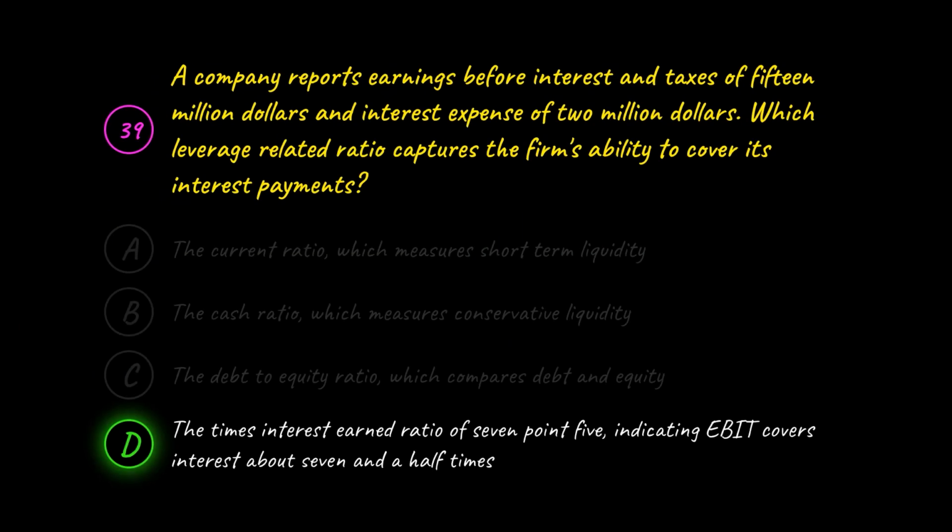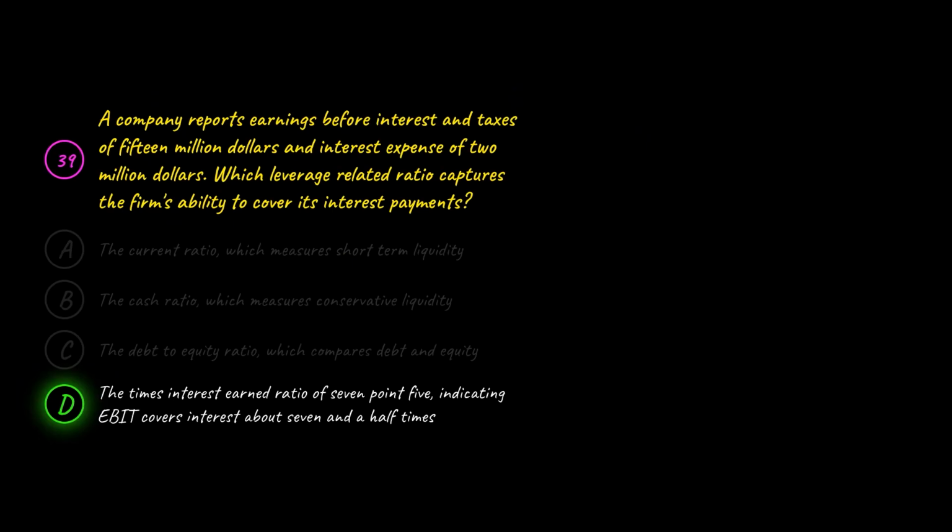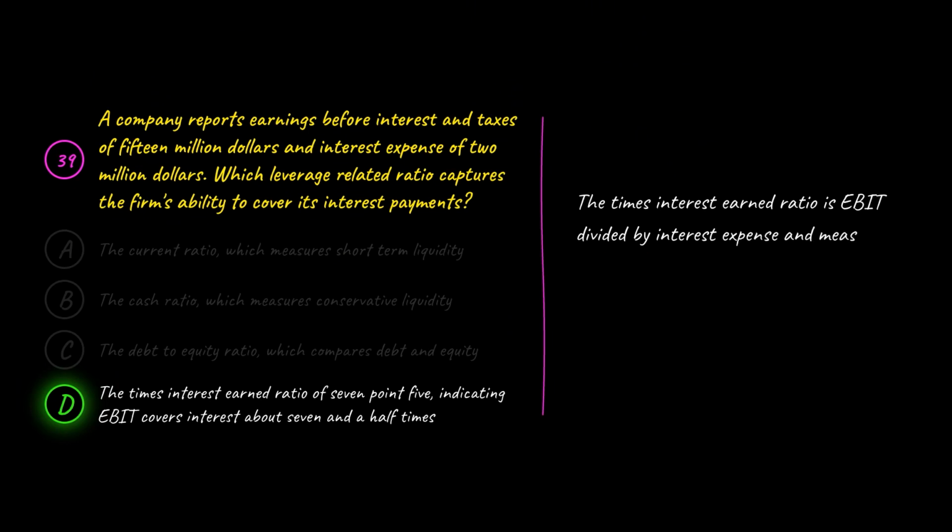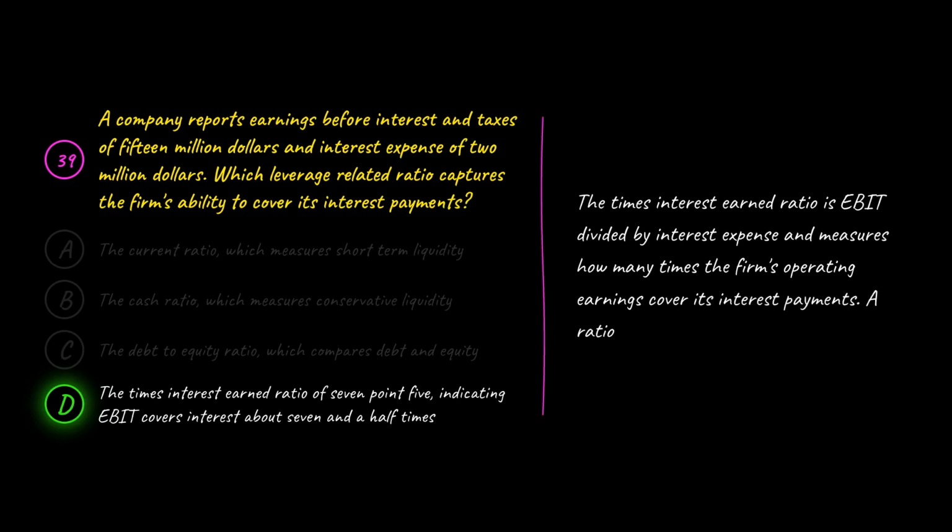The correct answer is D. The times interest earned ratio of 7.5, indicating EBIT covers interest about 7.5 times. D is correct because the times interest earned ratio is EBIT divided by interest expense and measures how many times the firm's operating earnings cover its interest payments. A ratio of 7.5 is generally strong coverage.